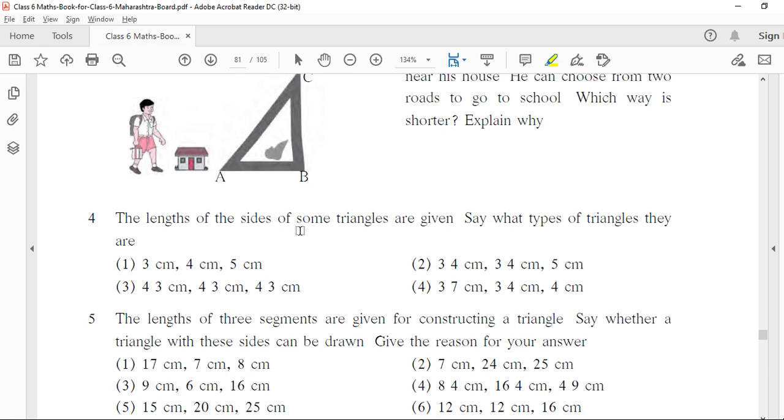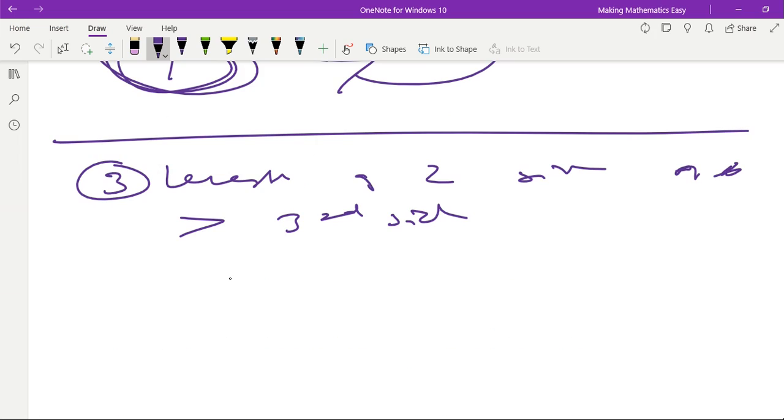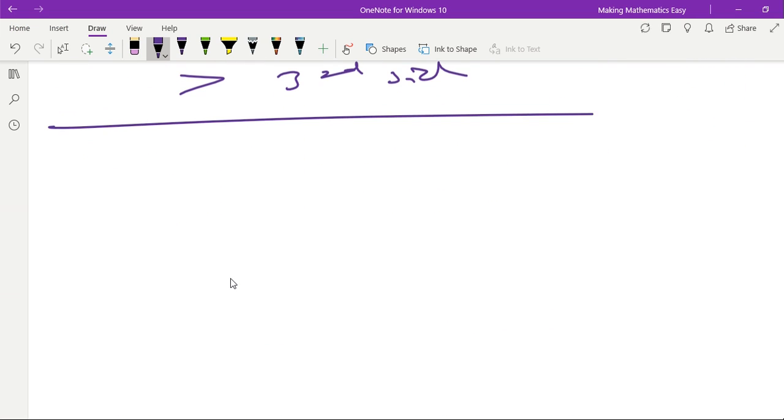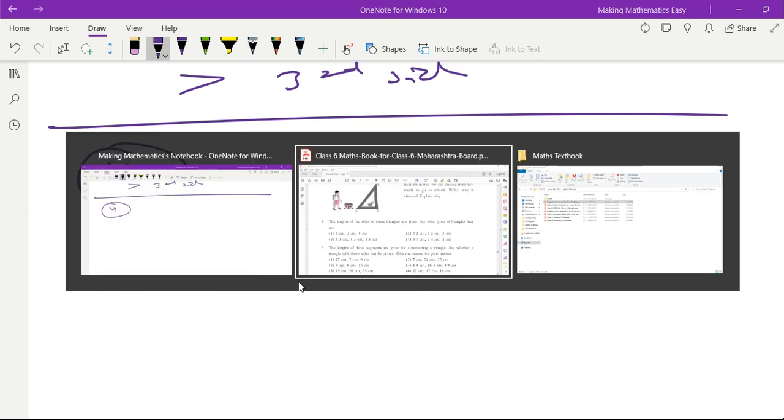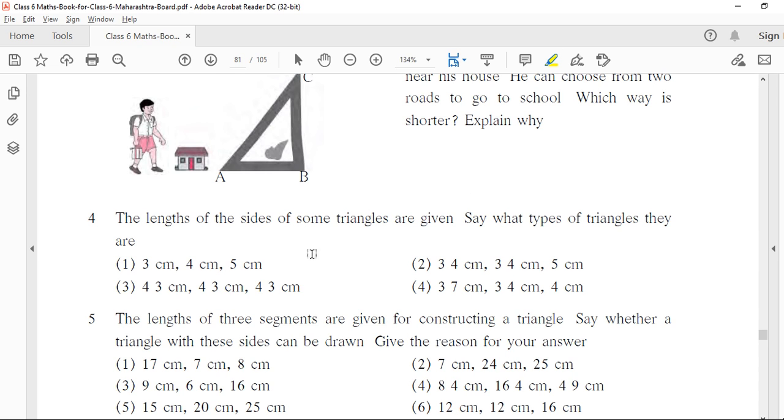Now the lengths of sides of some triangles are given. Say what type of triangles they are. Now we already have the measurements given. Now we have to say which type of triangle it is. So first we are given 3, 4, 5. All sides are different, 3, 4, 5. So this is a scalene triangle, right? Now next is 3.4, 3.4 and 5. Over here two sides are congruent, so this is an isosceles triangle.